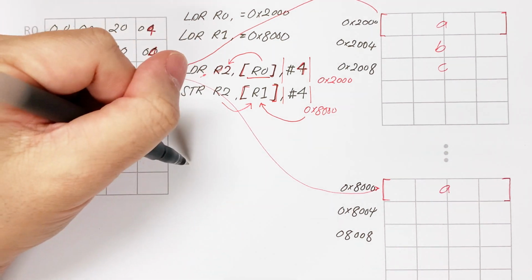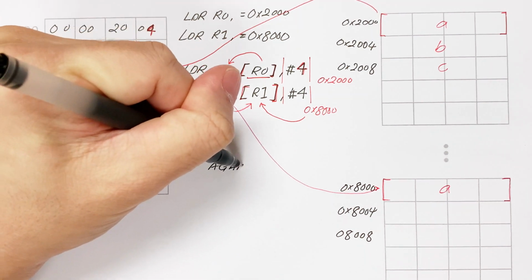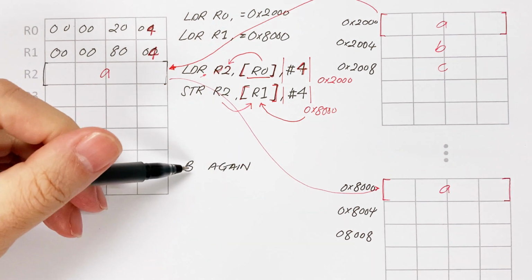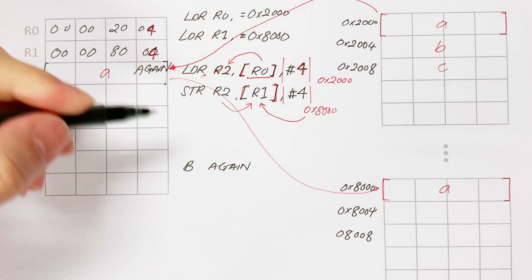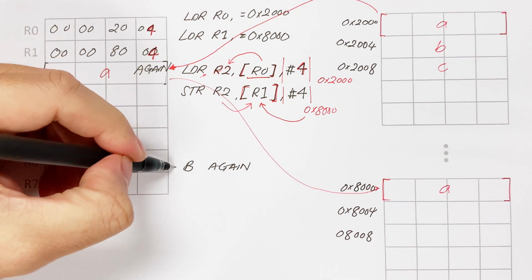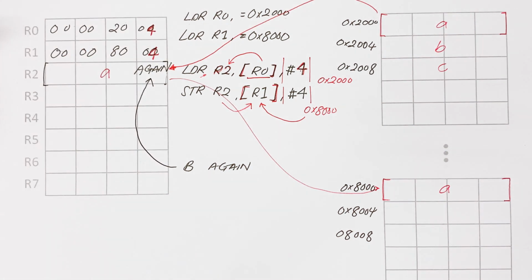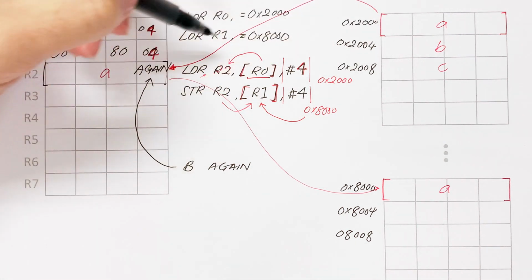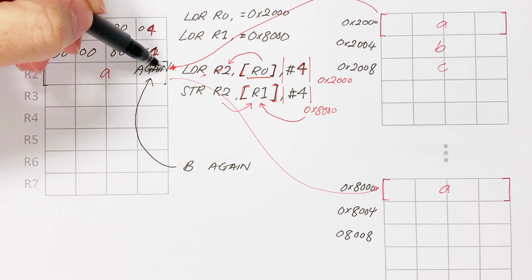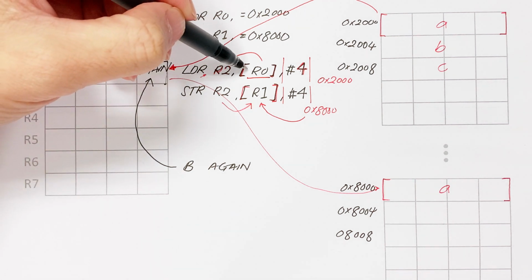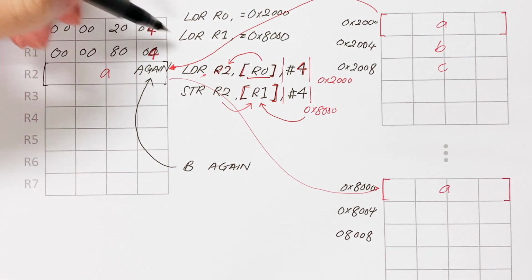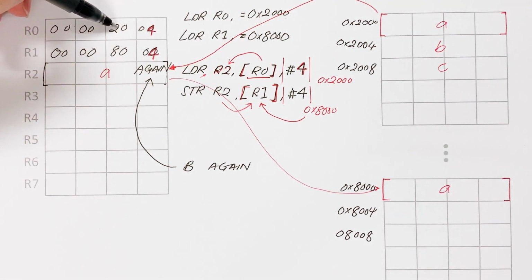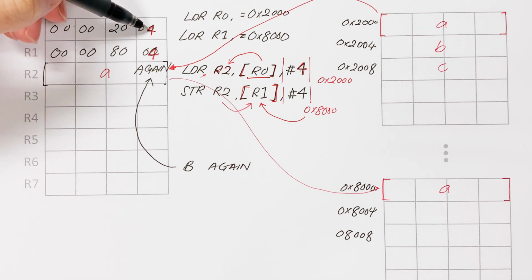So then we are going to branch to the label again. It will be somewhere there, to instruct our processor to repeat the same process over and over again. So every time we come back to the load, R2 from register 0 with a post index of 4. So currently R0 has updated to 2004.